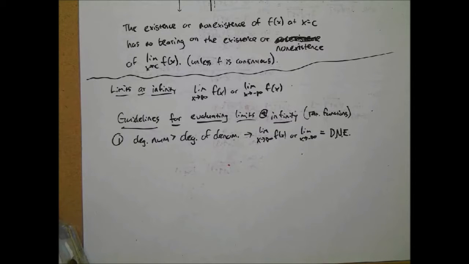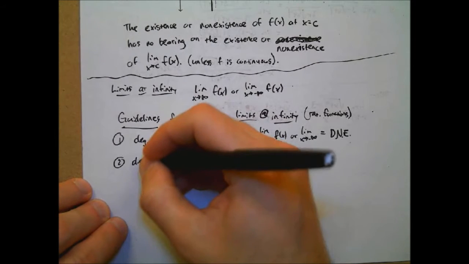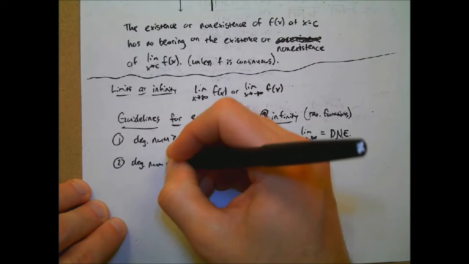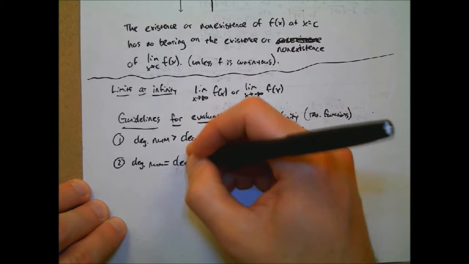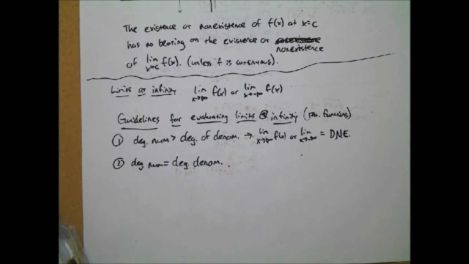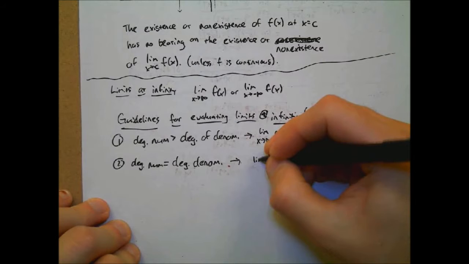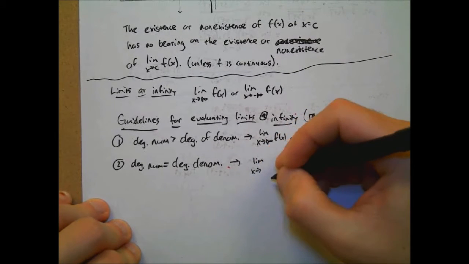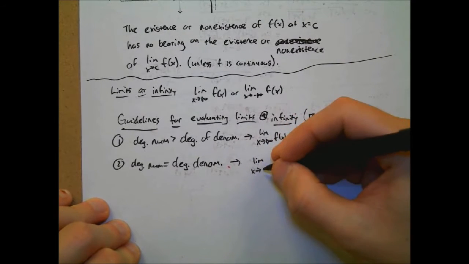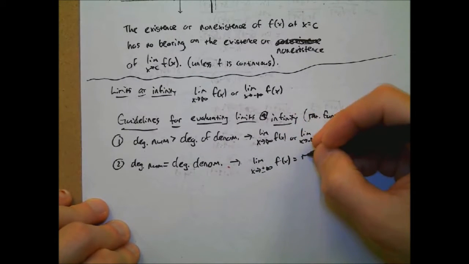And if the degree of the numerator is the same as the degree of the denominator, what does that mean? That means the limit as x approaches positive or negative infinity, I'm just going to write both here, of f of x would be the ratio of the lead coefficients.